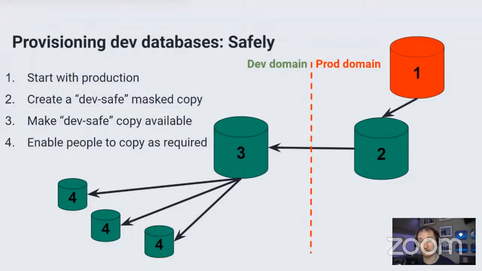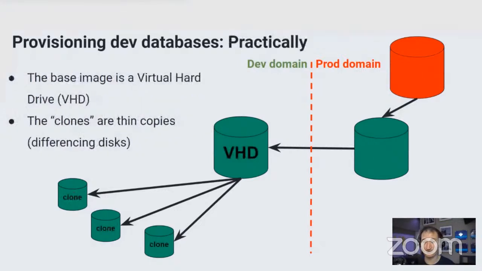Once you've got that, you can make a copy of it available in the dev domain, from which all the developers can spawn their new dev databases. Now, that might be as simple as placing a known good backup on a file share somewhere in the dev domain, but you might want to go a step further than that. Because backups, as I say, they're full fat. That's going to be an awful lot of bits and bytes that we're moving around.